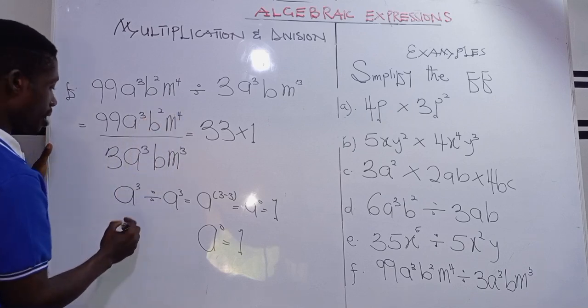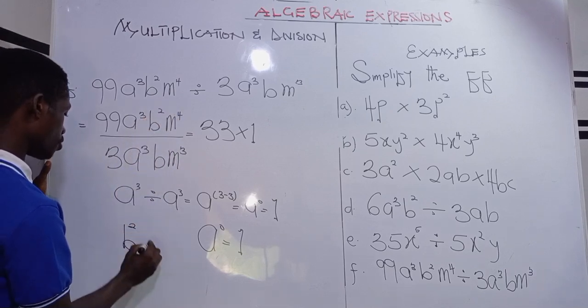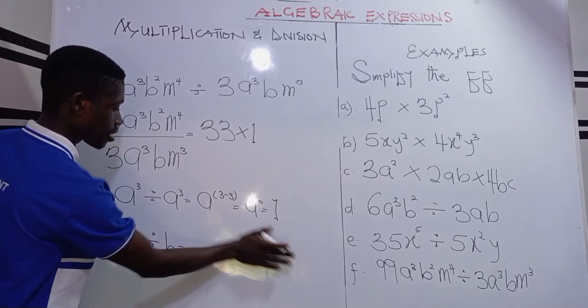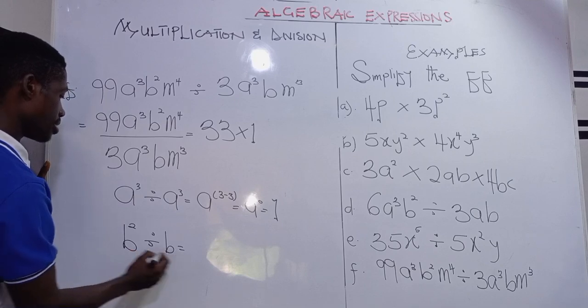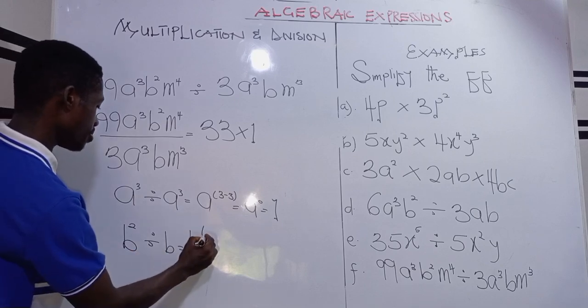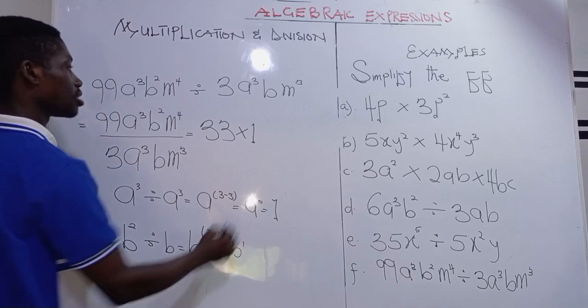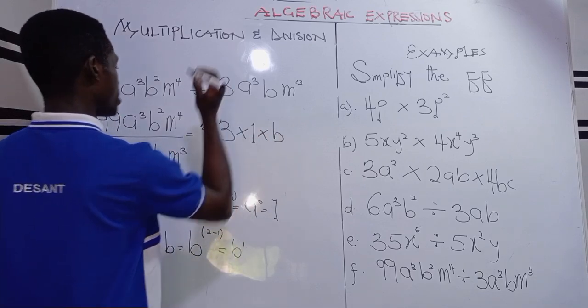And then move on to b power 2 divided by b. So indices, the bases are the same. We pick one of the b's, we subtract their exponents. So we have b power what? 1. So multiply by b.